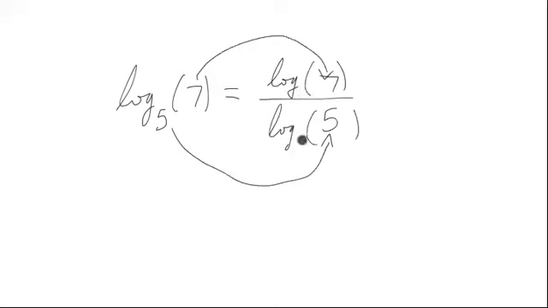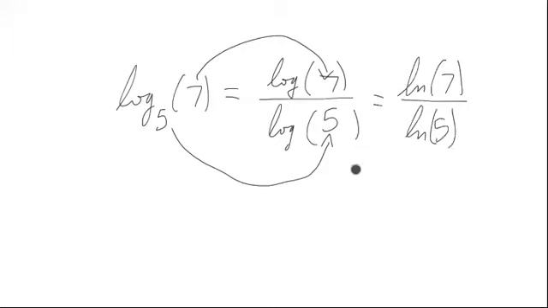And it would work just fine as long as it's a positive number. So for instance, this is also equal to, so ln is another way of writing log base E, where E is about 2.7 something or other. And so we could rewrite this as ln of 7 over ln of 5. This is a nice property to use and have handy.